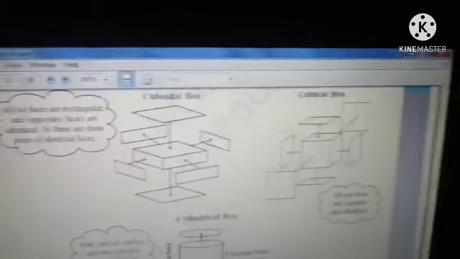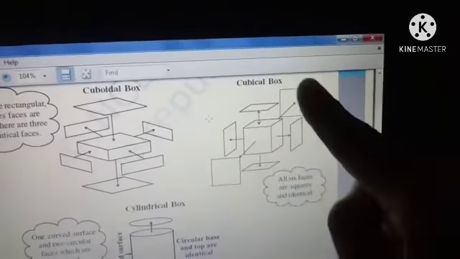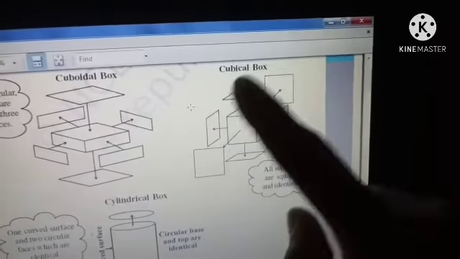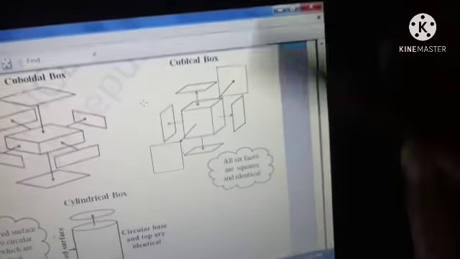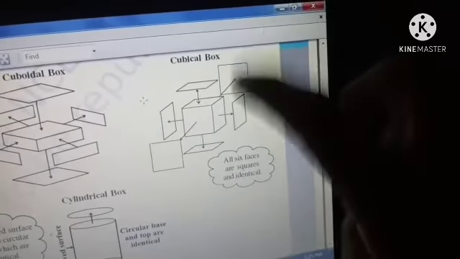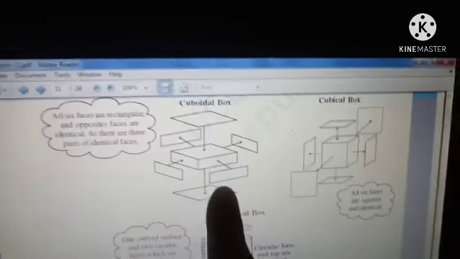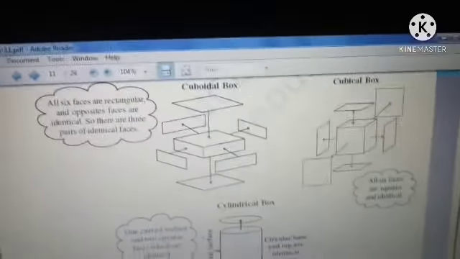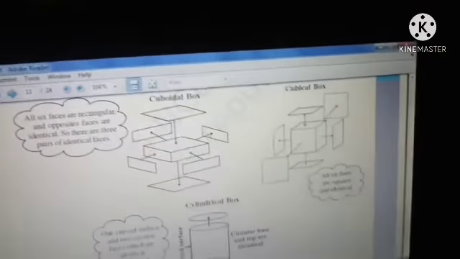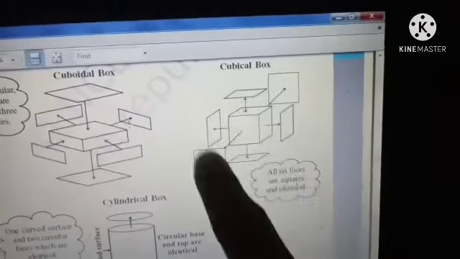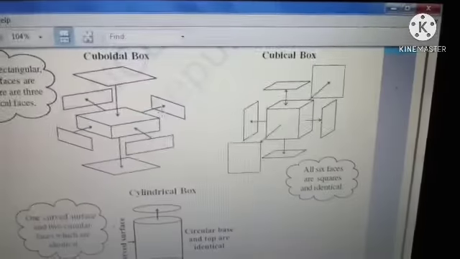Did you understand? See, but in a cube, all the faces consist of squares. All 6 faces are square. Since squares are all equal, we can say that all the 6 faces are identical. Here, in a rectangle, opposite sides only are equal. That's why when it comes to a cuboid, opposite faces are equal. In a cube, all the sides are square. In a square, all the sides are equal. So, all the faces are identical.